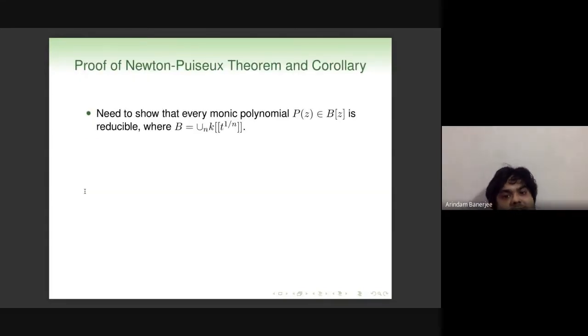So the proof of this, I'll just do it in one stroke. The proof of this theorem and the corollary. We need to show that every monic polynomial P(z) over this ring is reducible. That will be enough by Gauss's lemma, that you can factor something over a domain if and only if you can factor it over the field of fractions. So it's enough to show that this is reducible.